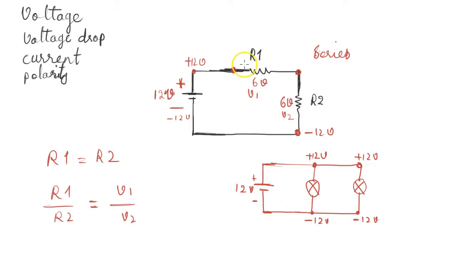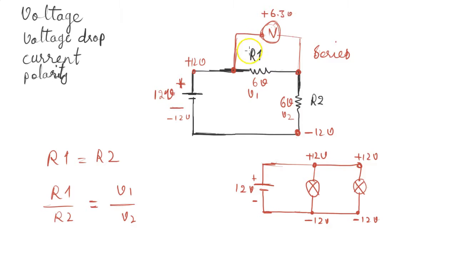So if you put a voltmeter over here to probe the voltage here, if you put the positive terminal, or the positive probe of your voltmeter here and the negative probe of your voltmeter over here, you are going to get positive, for example, 6.3 volts.